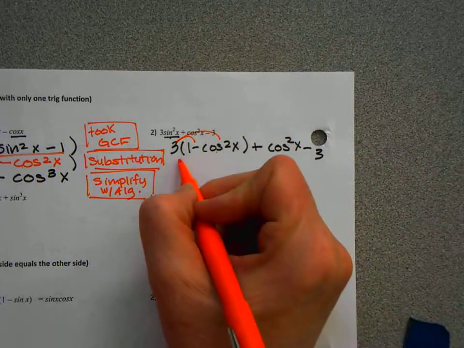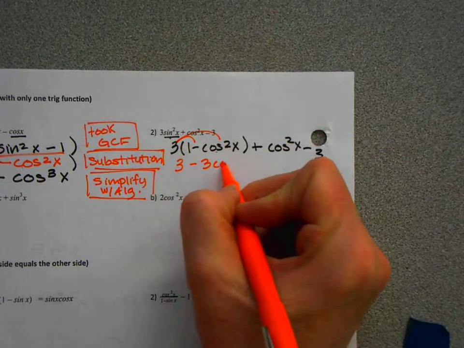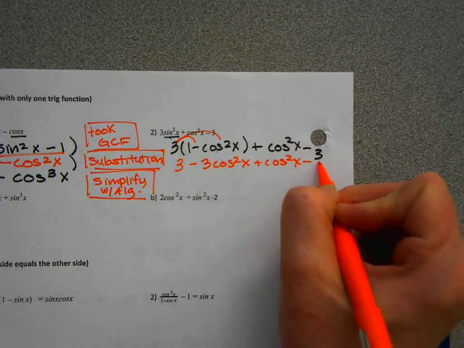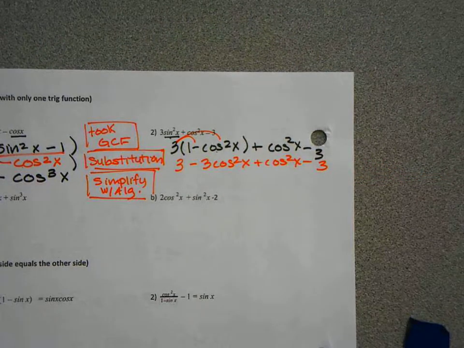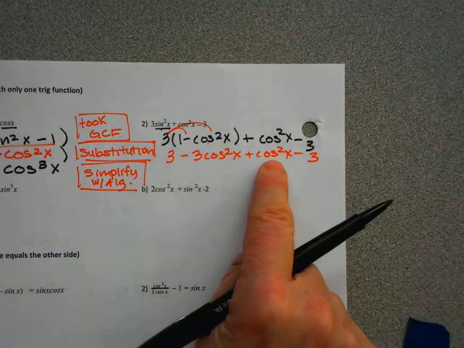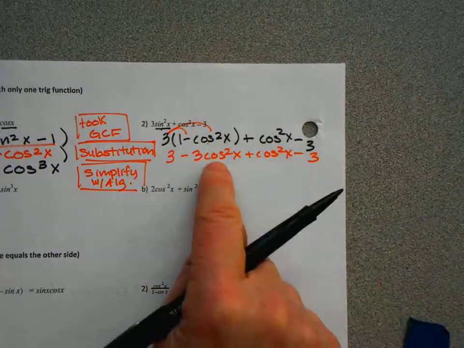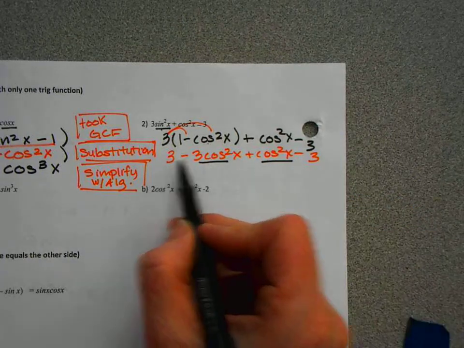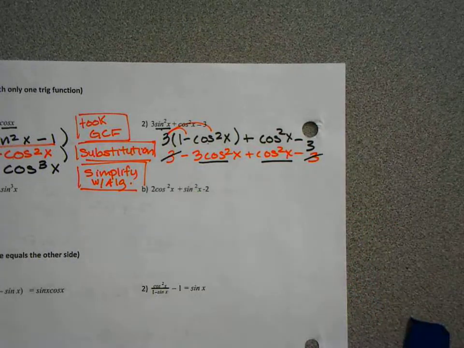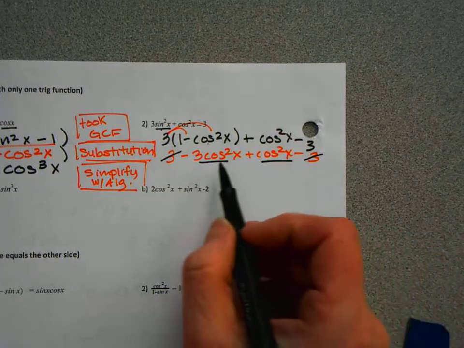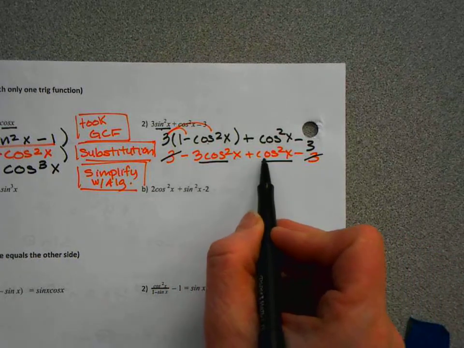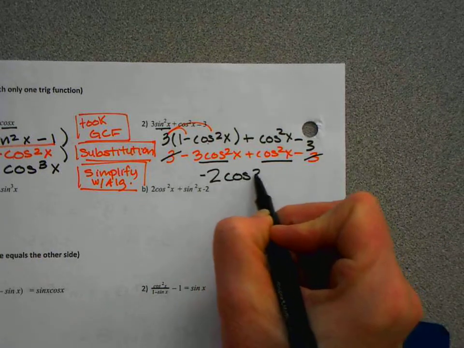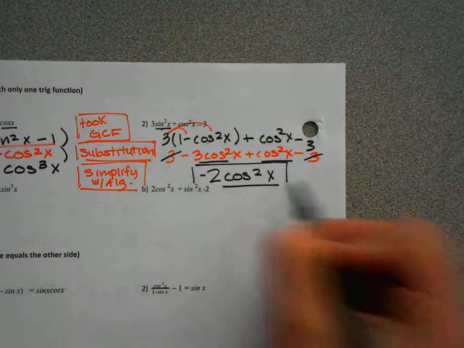We're going to do the algebra. 3 minus 3 cosine squared x plus cosine squared x minus 3. We're just doing the math. Now what are we going to do? We have like terms: numbers, squared terms. So let's combine like terms. First of all, positive 3 and negative 3 cancel each other out. We add negative 3 cosine squared x plus positive 1 cosine squared x to give 2 cosine squared x. And now that is much simpler.